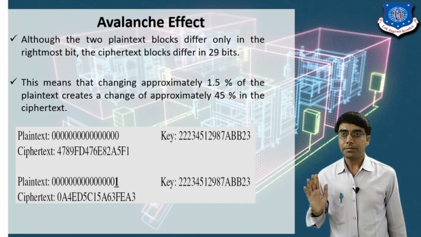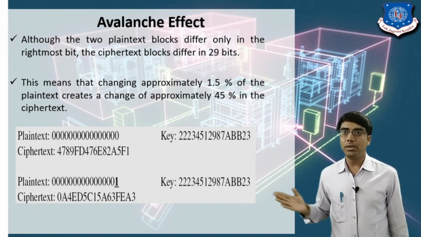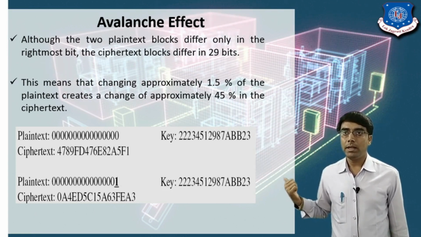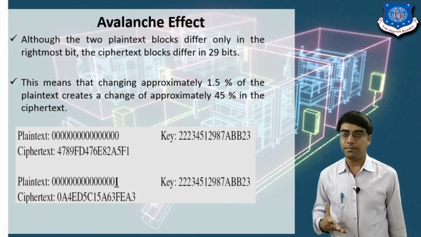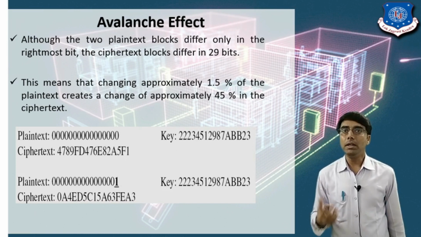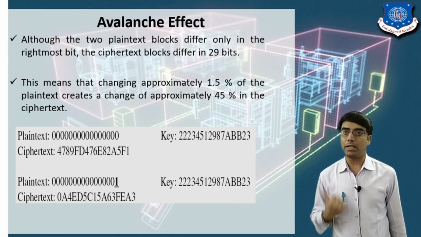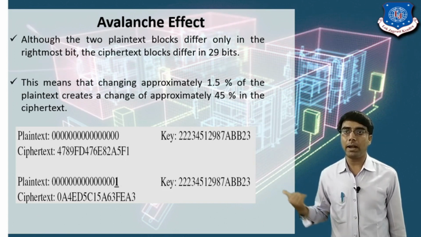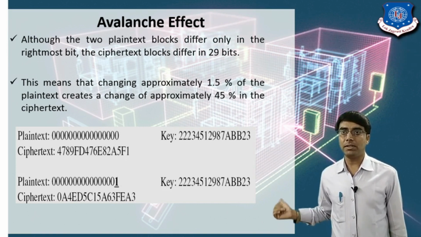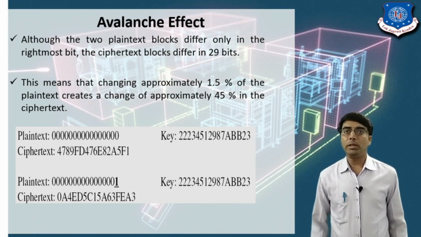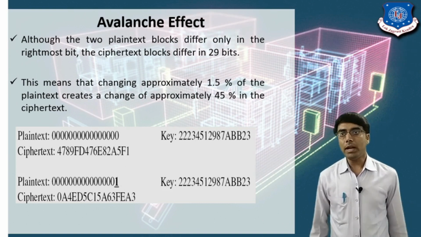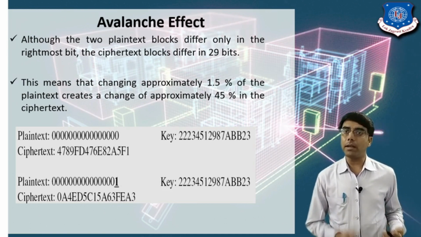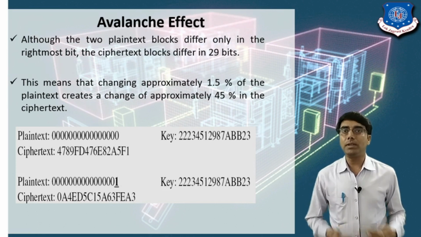You can see here the plaintext is 0000 first. Now the key is the same, and the second plaintext is 000 and the 1 here. The two plaintext blocks differ only in the rightmost bit. So after applying the encryption, it generates a different ciphertext block. Here you can see the ciphertext of the first plaintext is 4789FD like this, and the second ciphertext is 0A4ED5C15. So this is the avalanche effect. It means that if you change one bit in the second plaintext block, it will generate a different ciphertext block.